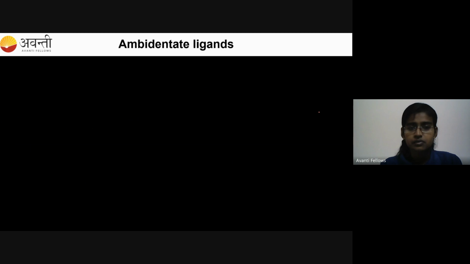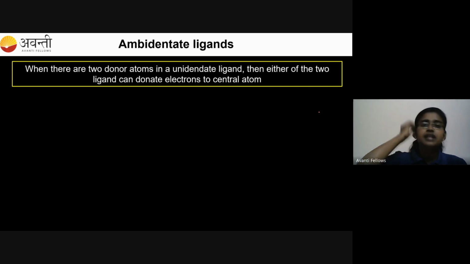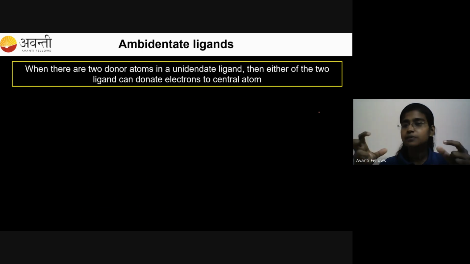Got it? Now I'll go with the next type of ligand, which is ambidentate ligand. So what are ambidentate ligands? When there are 2 donor atoms in a unidentate ligand, at one time only one can donate. There are 2 donating sites, but either of the 2 can donate electrons to the central atom. So those ligands are called ambidentate. There are 2 donating sites, but at a time only one site can act as a donating site.